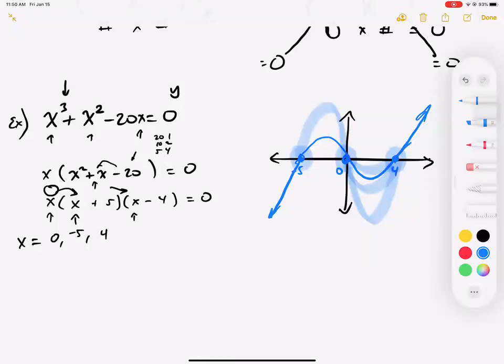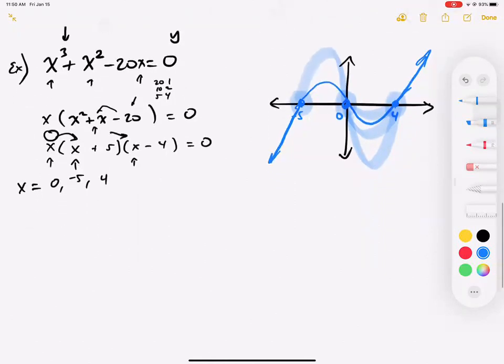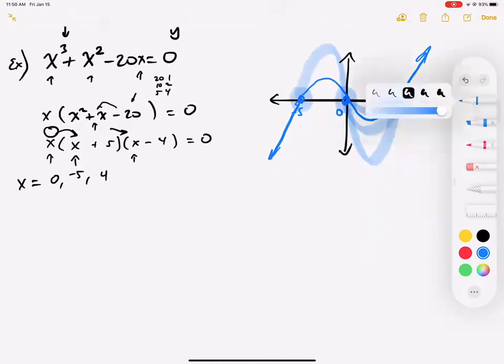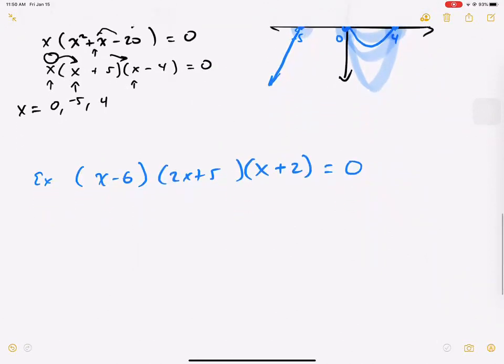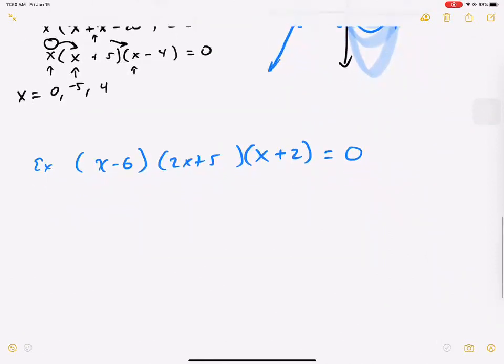Okay, and this is really what your IXL is going to be. You guys are just going to practice solving for these factored forms. Let's do one more. x minus 6, 2x plus 5, and x plus 2. Okay, what would be the 3 x's that would make this function go to 0, or this equation go to 0? So we can write it out separately.